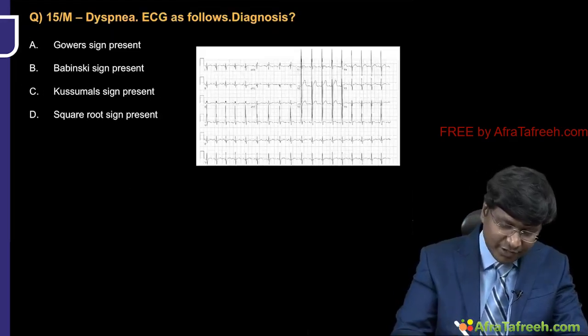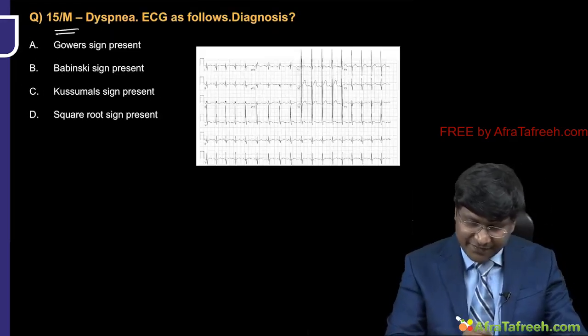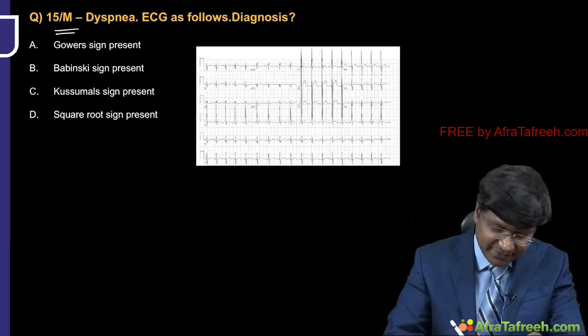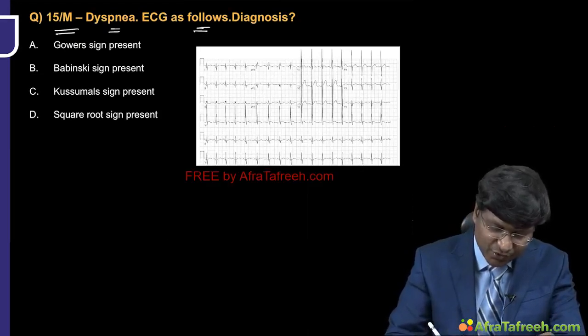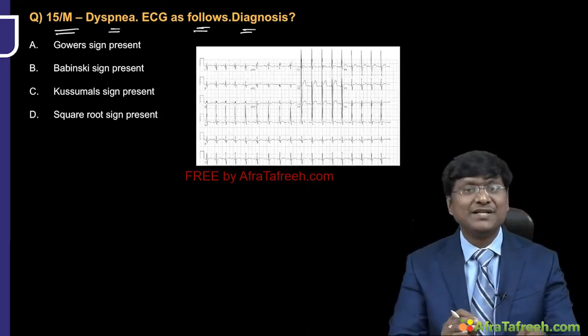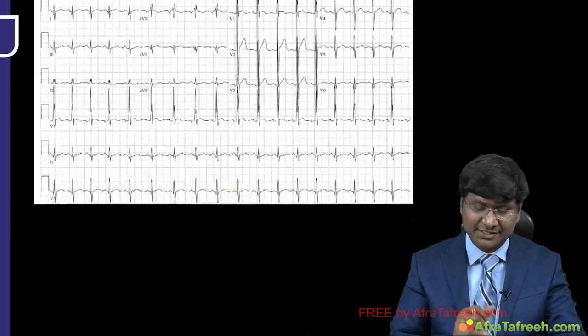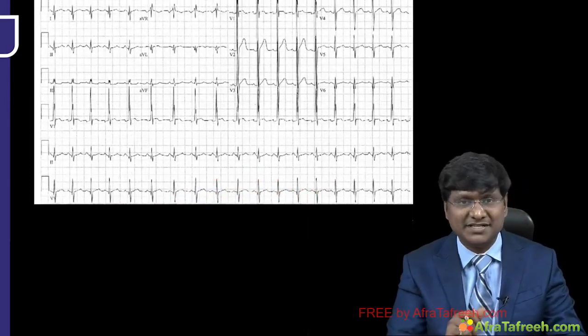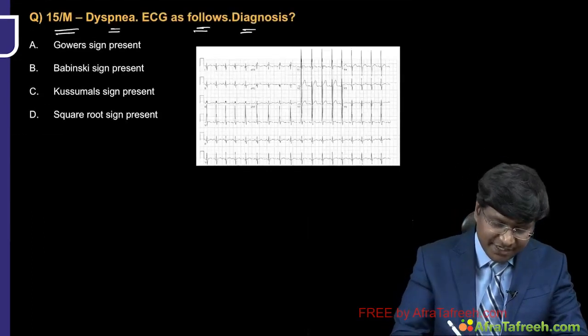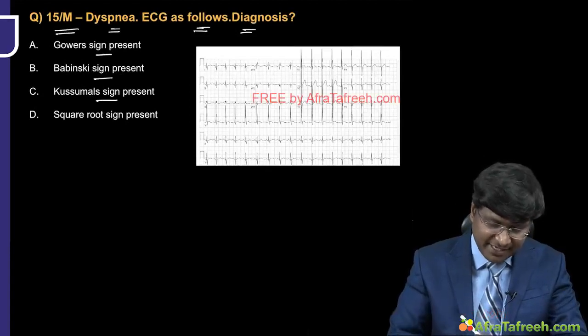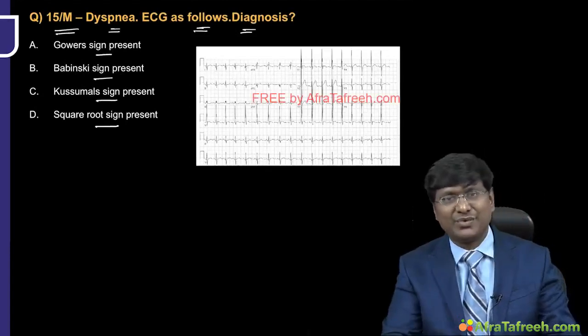Now the next important clinical scenario, you see here, a 15-year-old male patient presenting with dyspnea. ECG is as follows. What is the diagnosis? The options are, what is the sign which will be present in this patient? A 15-year-old male patient presenting with dyspnea. The options are, the patient may have Gower sign, the patient may have Babinski sign, the patient may have Kussmaul sign, the patient may have the square root sign.